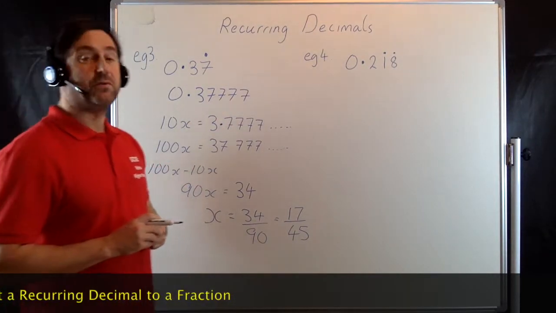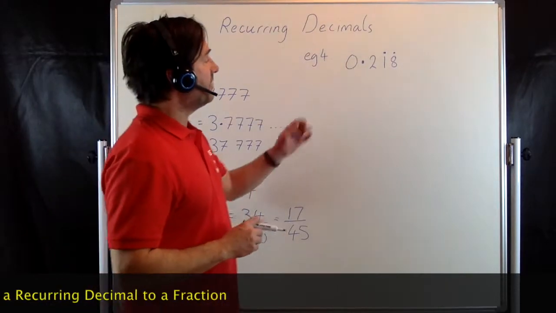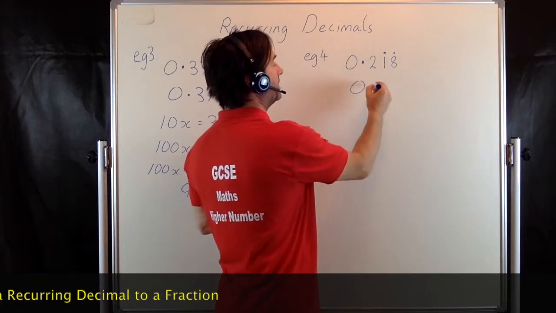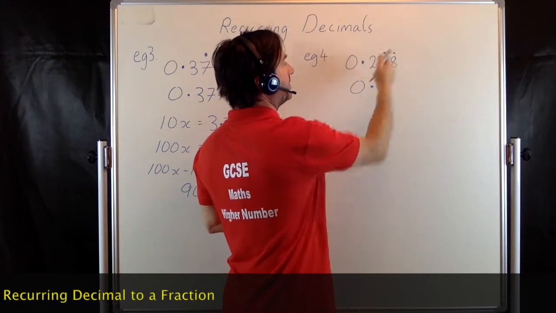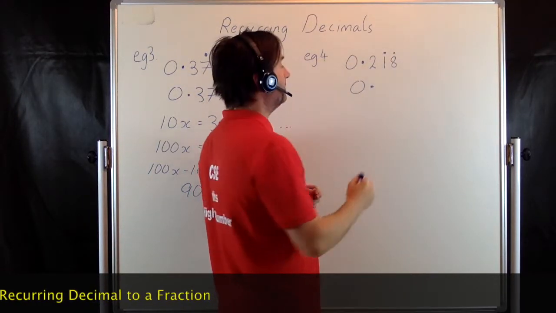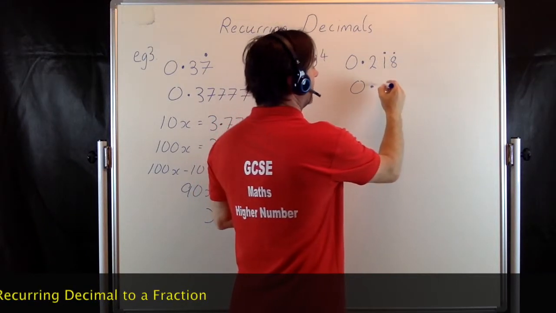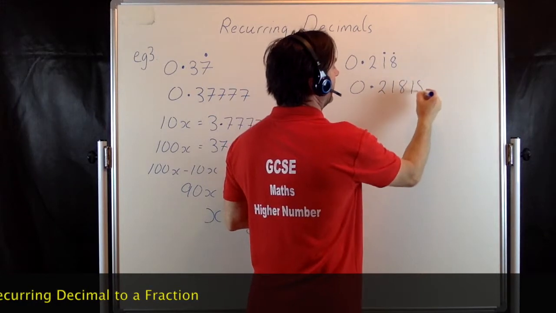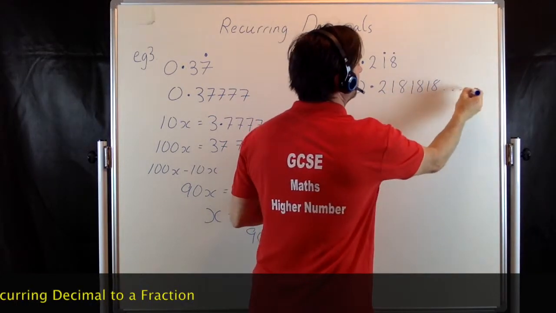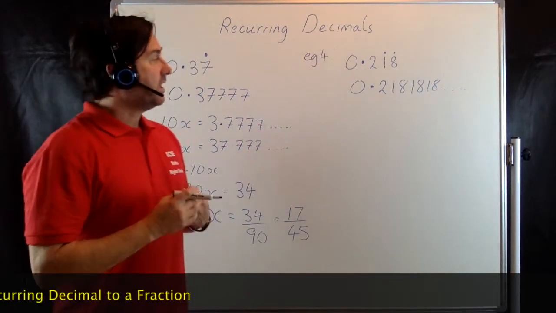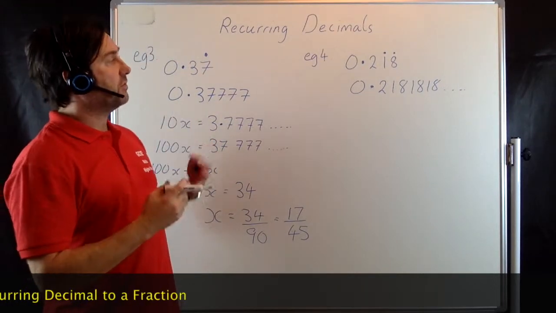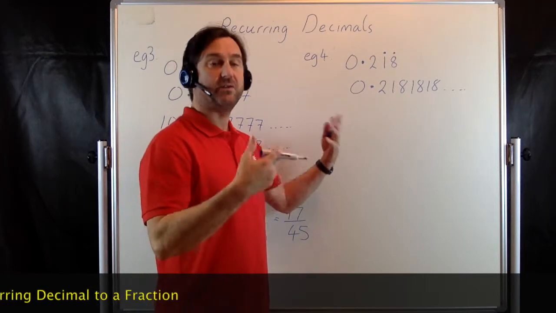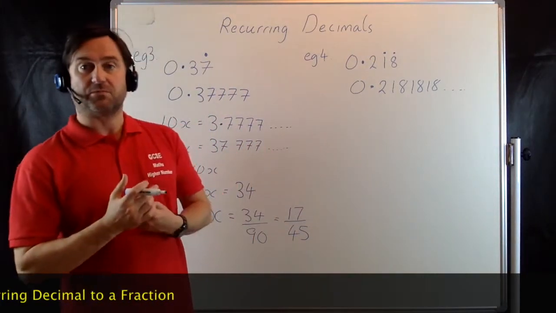And now the last example, example 4. Again, we've got this situation where it is just the 0.18 that is recurring, hence the 2 dots over the 1 and the 8. So that's going to be the same as writing 0.2181818 continuing on. Now remember what I said for example 3, we want to get it so we've just got the 0.18 after the decimal point.